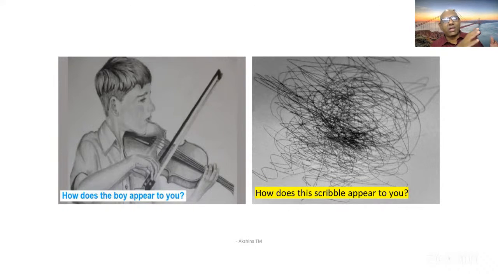See, you are playing a violin now. Can you put it on paper? Can you draw it? That is a directive. This is what you have to do, we are telling. That is directive art therapy. The second one, I'm just asking the child, whatever comes to your mind, you do it. This is called non-directive.